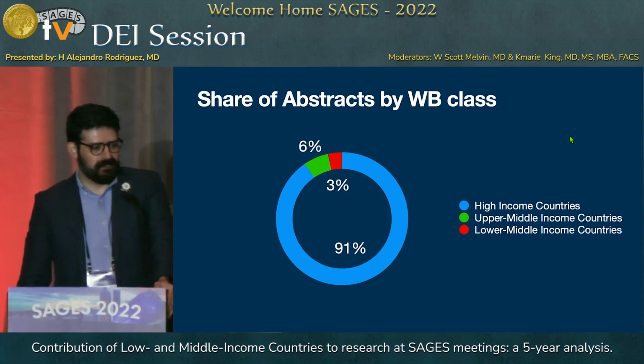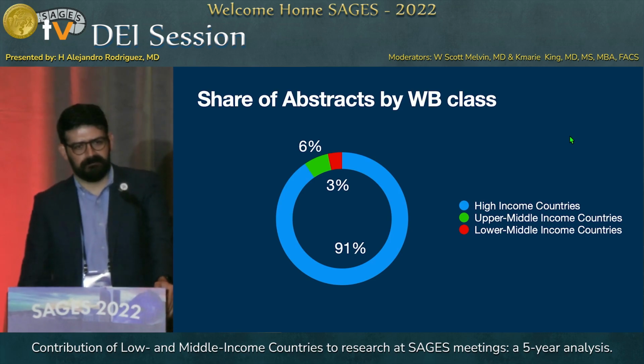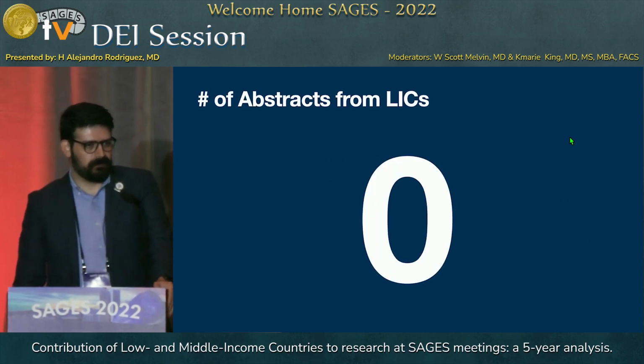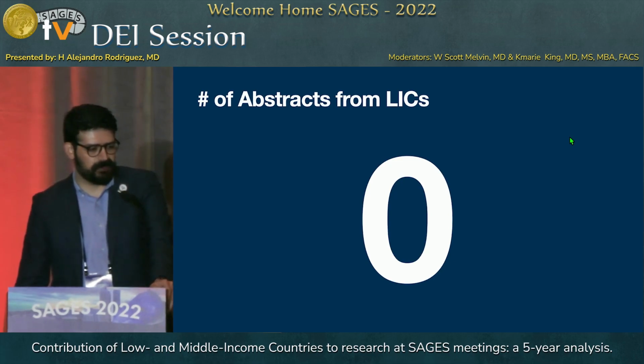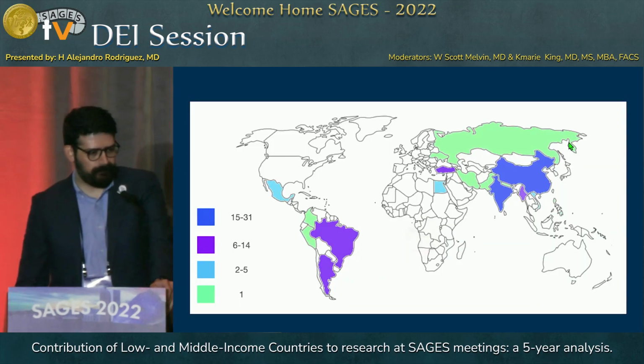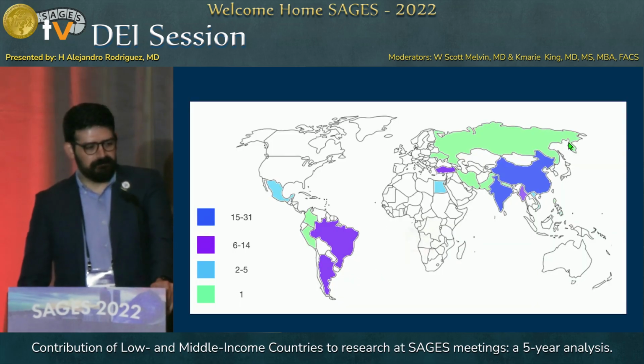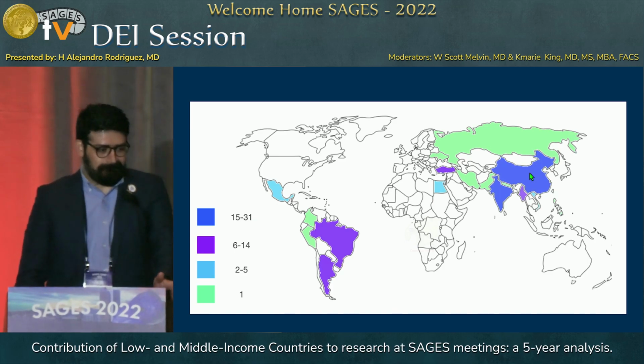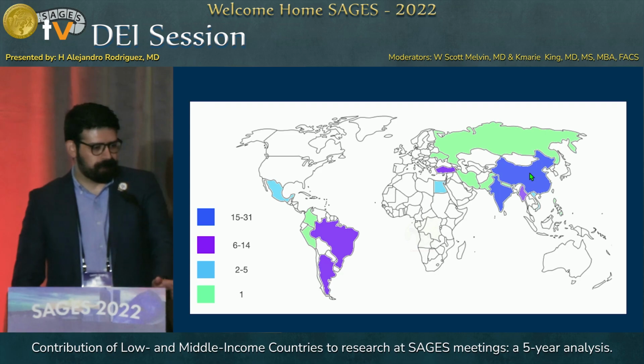So this is what we found. Essentially, 91% of research presented at SAGES comes from high-income countries. The rest of it, 6 and 3%, divided between upper and lower middle income. There were 0 abstracts presented from low-income countries in the 5 years we looked at. This is what that looks like on the world map. Essentially, China and India as leaders. My home country of Mexico, I think it was like 3 abstracts within the 5 years. Not great.